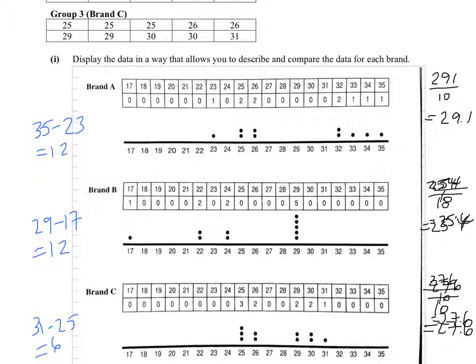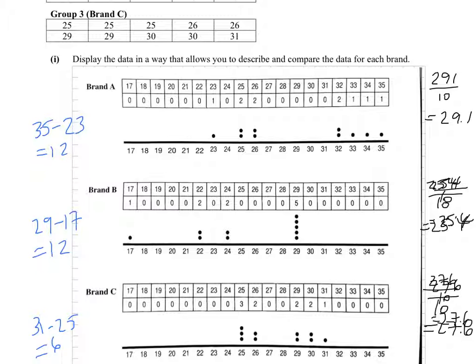And if you look at the range, we've got a spread of 12 where the maximum is 35. We've got a spread of 12 where the maximum is 29, and finally we have a spread of 6 with the top mark being 31. So with a range of only 6, brand C is more reliable seemingly than brand B or A. Brand B and A are too erratic, too widespread, but we're far more confident about the values in brand C in terms of how close they are grouped.